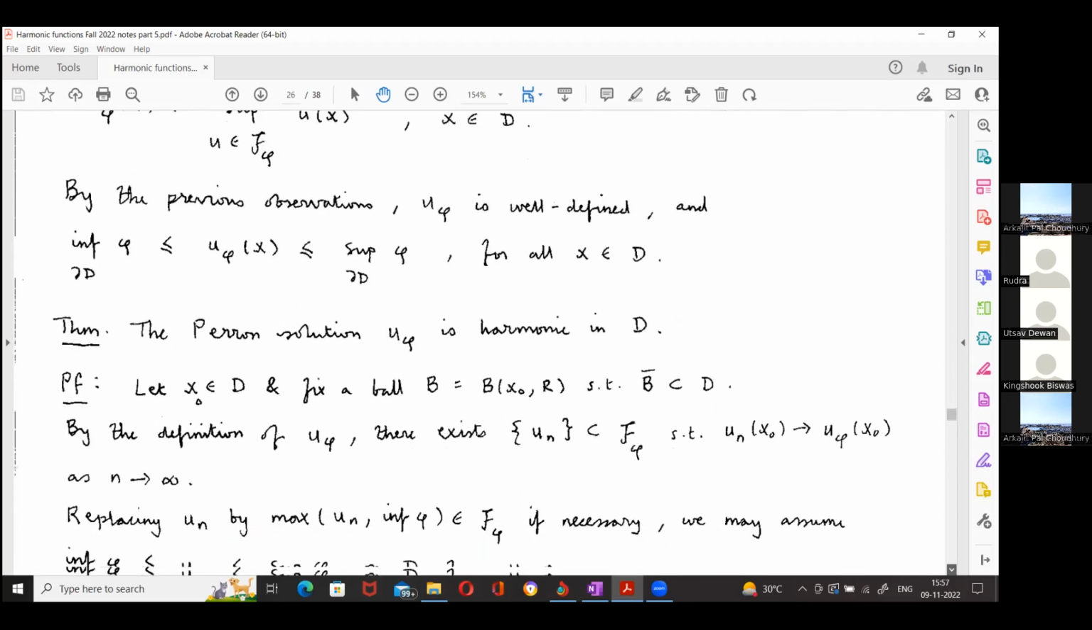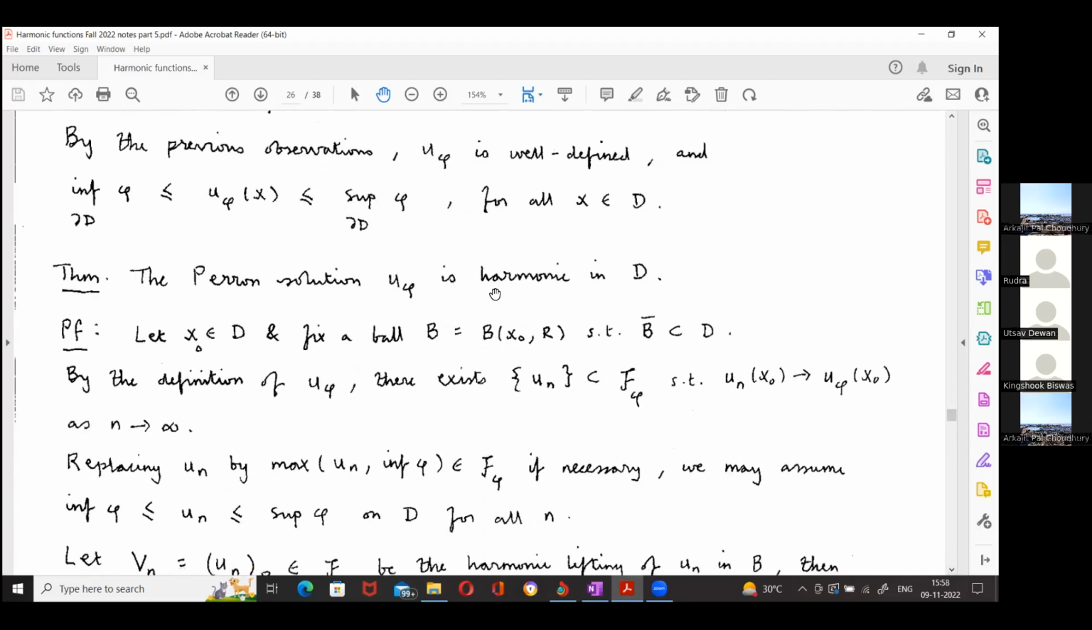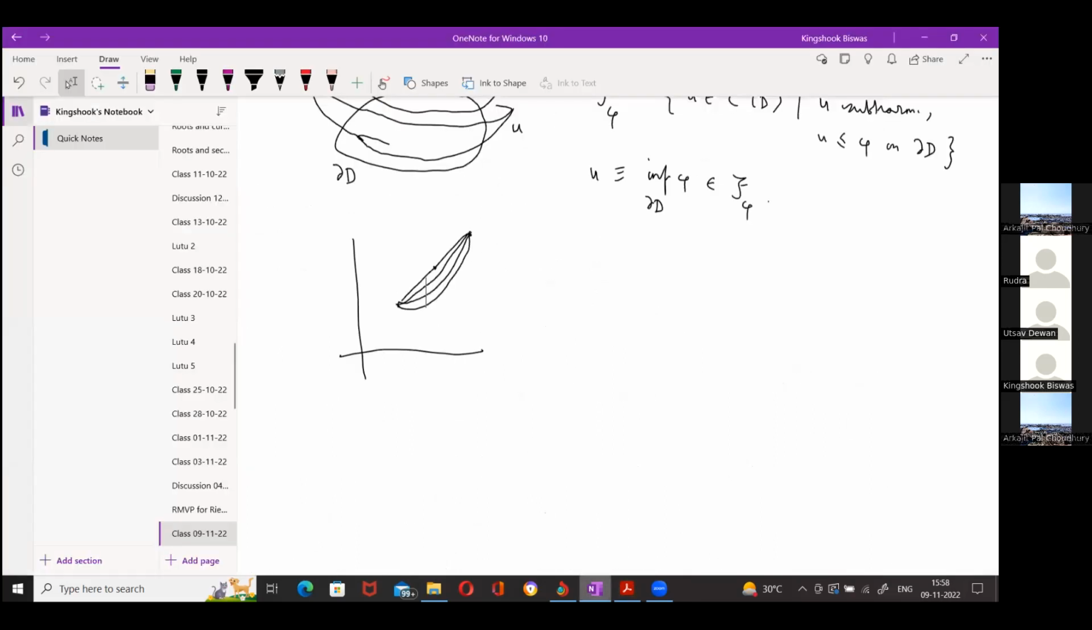So now what do we want to show? We want to show that the Perron solution is harmonic in D. As I remarked in a previous class, if this Perron solution is continuous, then it's easy to show that it's harmonic. If the Perron solution was continuous, what could you do? You take any ball in the domain, and then you take the Perron solution.